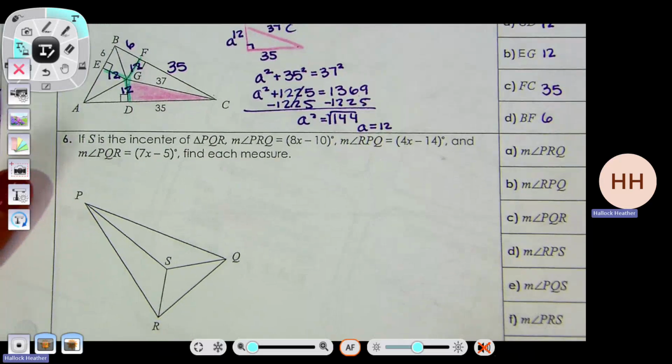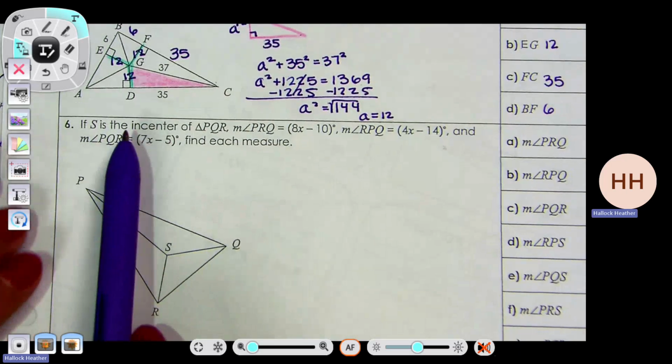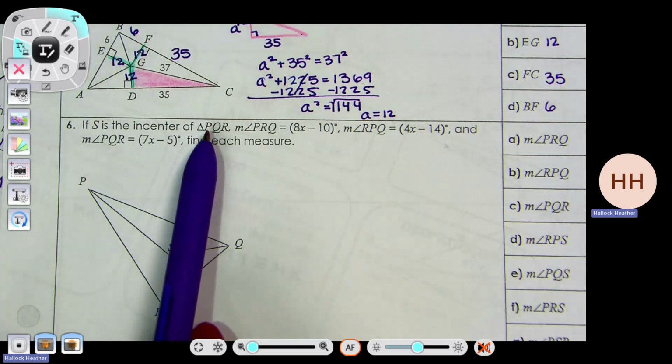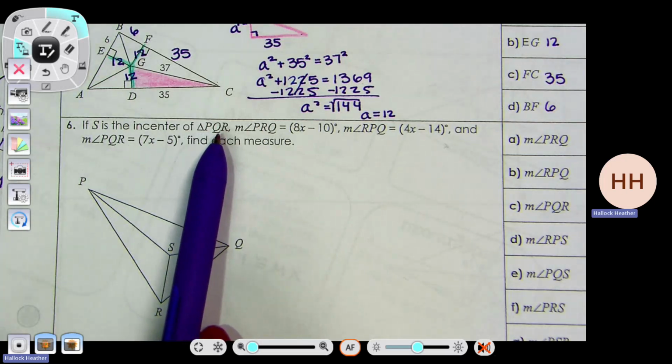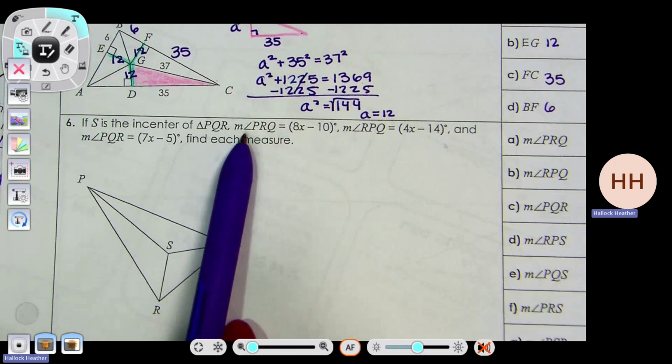looks a little different because there's literally no numbers on the picture. And I know you guys love those. Oh my God. So it says S is the incenter. So we're looking at the inside. It's the incenter of triangle PQR. It says the measure of angle PRQ.